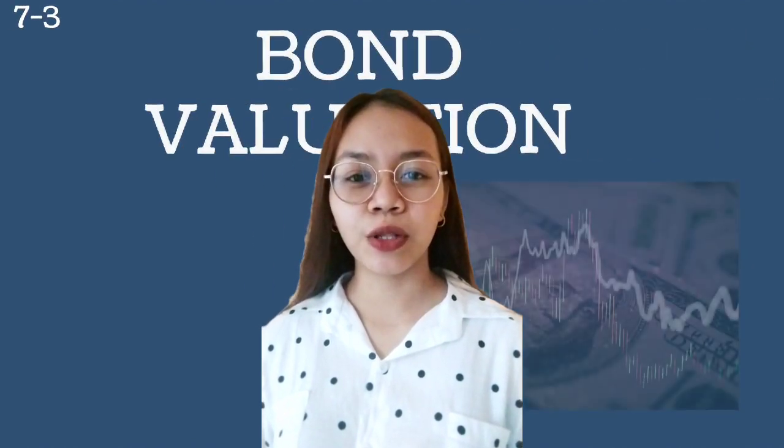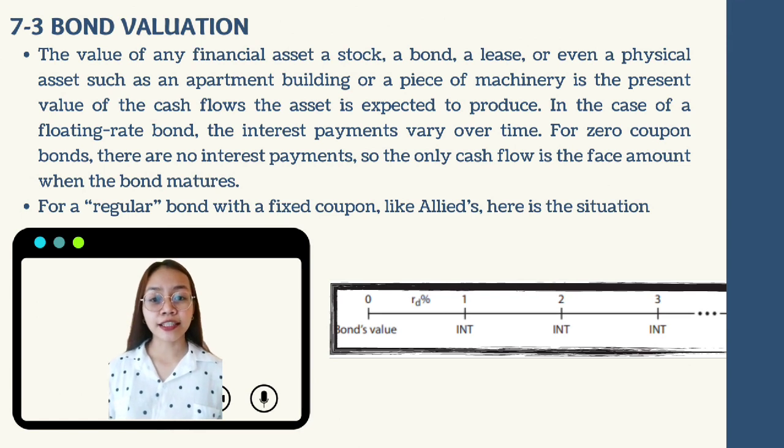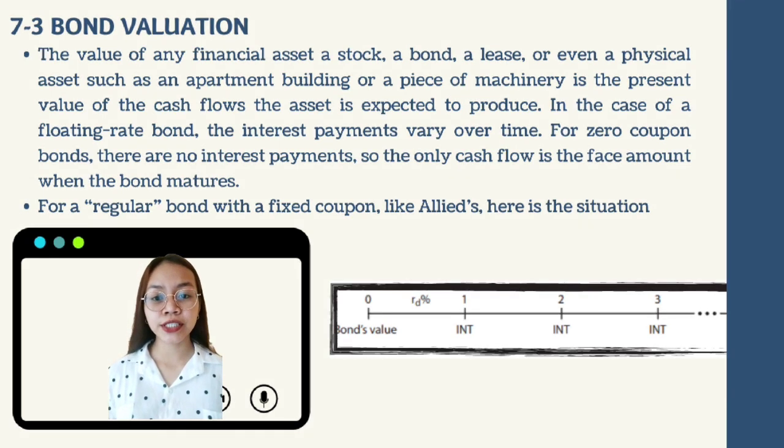Good day everyone, I am Rhea Hintalan and I will be discussing bond valuation and assessing a bond's riskiness. But first, let me discuss what bond valuation is. The value of any financial asset, a stock, a bond, a lease, or even a physical asset such as an apartment building or a piece of machinery, is the present value of the cash flows the asset is expected to produce. In the case of a floating rate bond, the interest payments vary over time. For a zero coupon bond, there are no interest payments, so the only cash flow is the face amount when the bond matures.